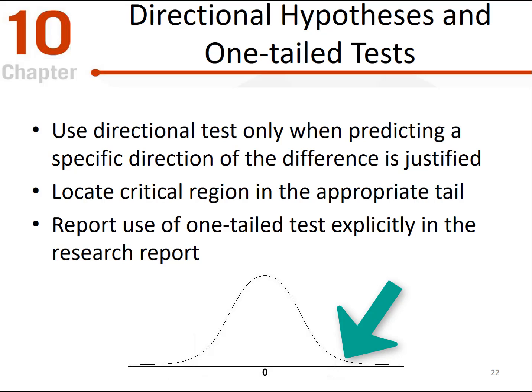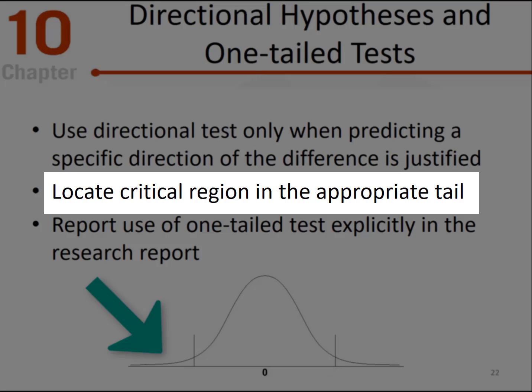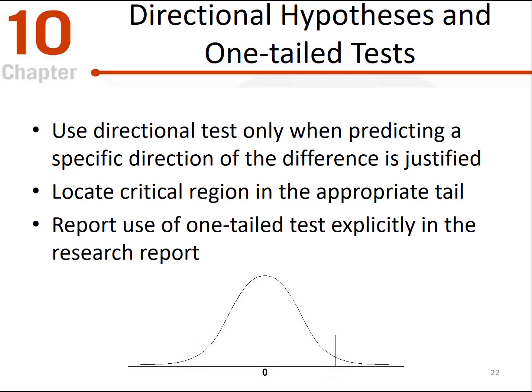If we would say something is lesser, right? So for example, the dog sitting less time, then we would expect our findings to be in the critical region to the left. So we have to locate the critical region in the appropriate tail. And we have to report the use of a one-tailed test explicitly in the research report. So you also write, is it a two-tailed test or a one-tailed test?